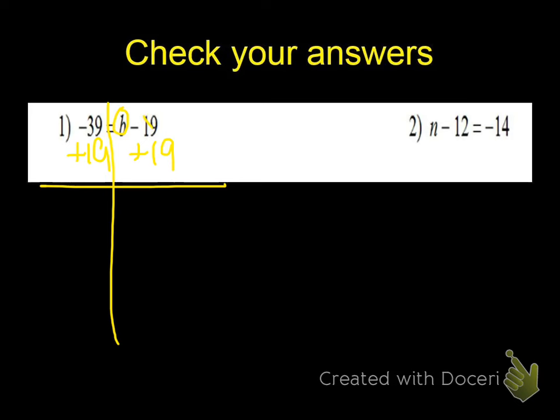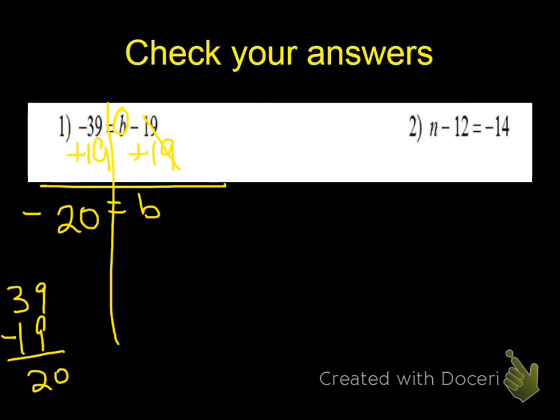Negative 19 and positive 19 cancel, so we're left with just b on the right hand side. A negative 39 and a positive 19 have opposite signs. So our rule is opposite signs subtract and keep the sign of the larger number. Well, negative 39 is bigger than 19, so our answer is going to be negative. Now we have to think of this as just 39 minus 19, which is going to give us 20. So b equals negative 20.